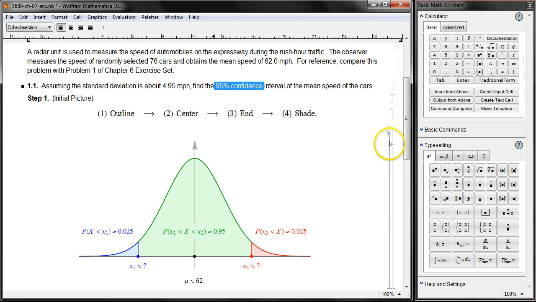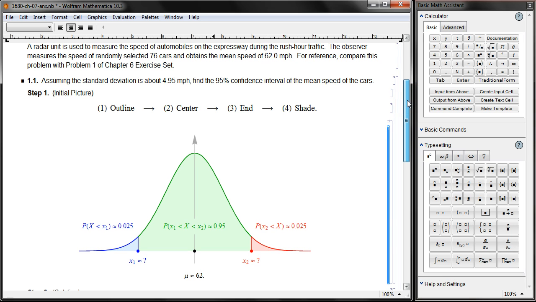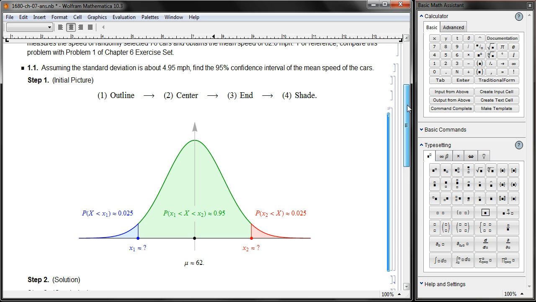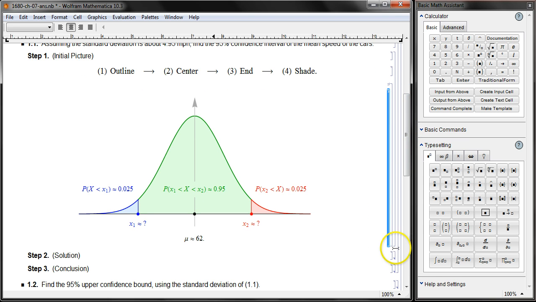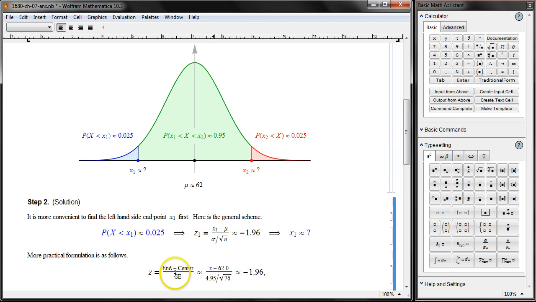Okay, all right. And let's solve this problem technically. That's step 2. And which one do you want to find first, x1 or x2? Or if you want to use different characters, a and b, or mu1, mu2, anything will do. Let's find this blue. What do we use? We use the same formula here. End minus center over SE is the appropriate z-score.